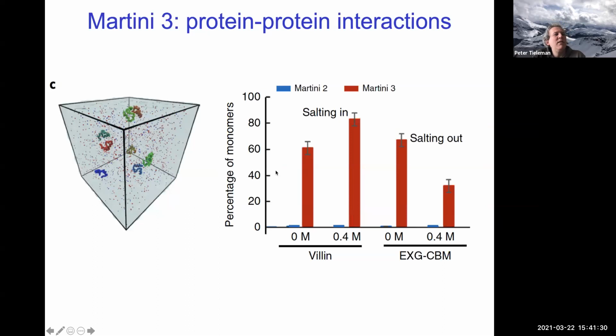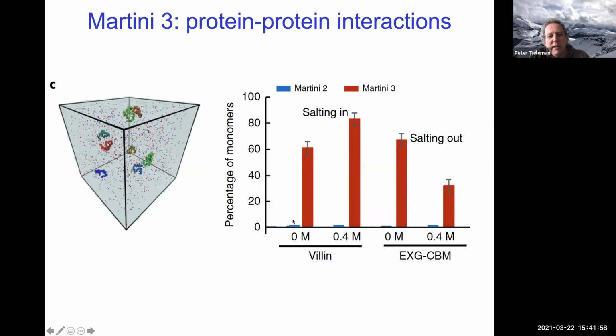This is protein-protein interactions, and it's become clear that Martini 2 makes proteins aggregate too much. This was true for many atomistic force fields as well, but we have not been able to sample this atomistically very well. With Martini, that's easy to sample, and basically if you have a solution of proteins, they all glue together. If you do this as a function of concentration, you can actually get different percentages of monomers, which you can do experimentally as well.